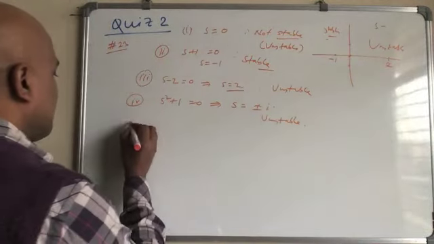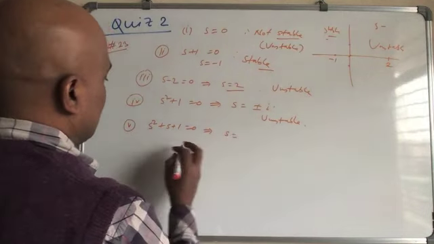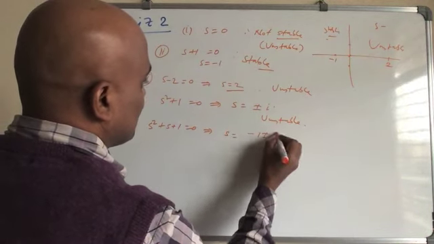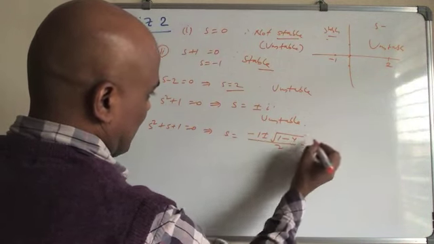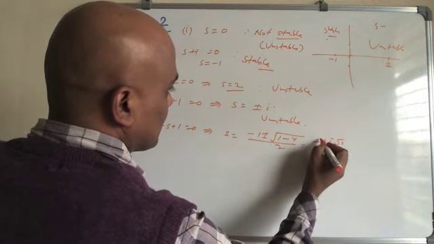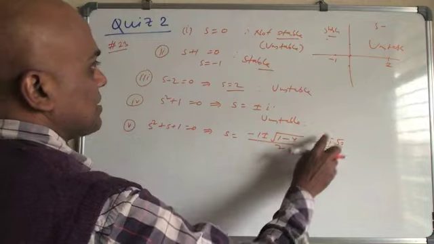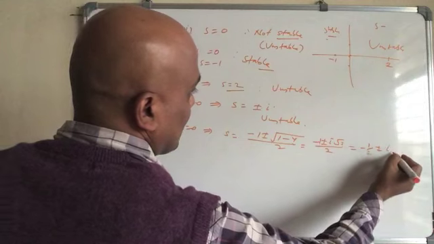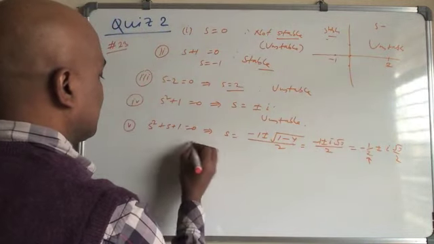Then number 5 is s square plus s plus 1 equal to 0, and we can find out the root. So s equal to minus 1 plus minus root of b square, 1 minus 4, by 2. Here you get minus 1 plus minus i root 3 by 2. What we see is that the real part is minus 1 over 2, right? So it is minus 1 over 2 plus this i root 3 over 2. So hence the real part is negative, hence it is stable.